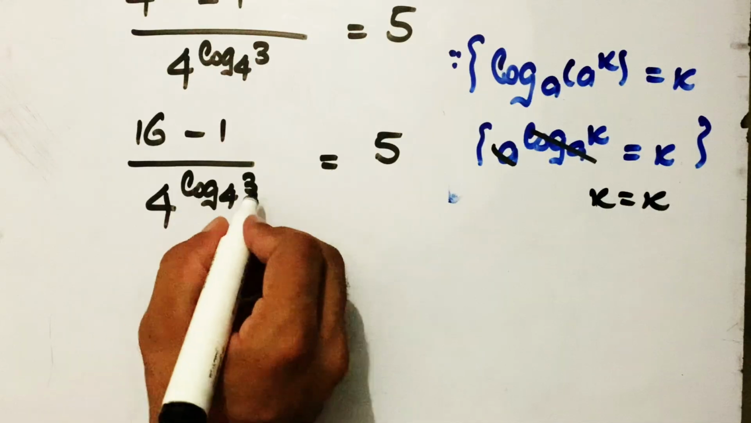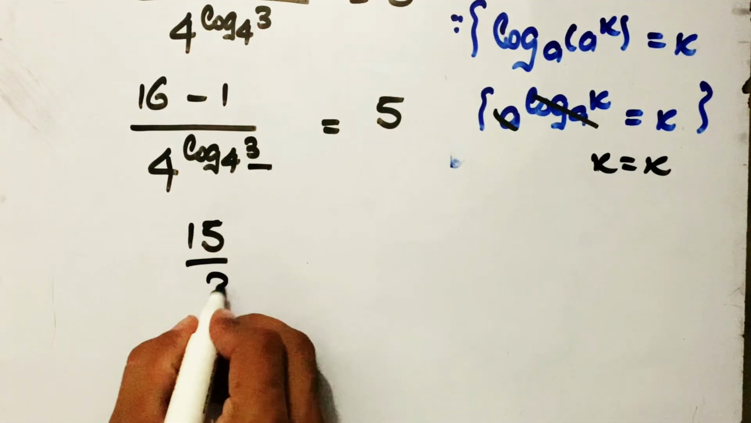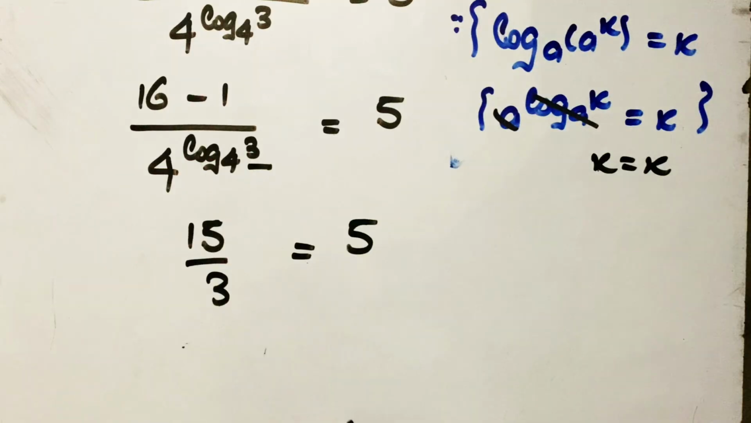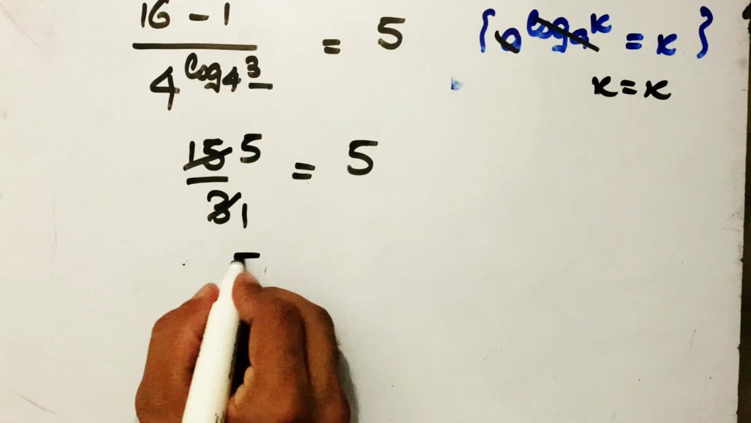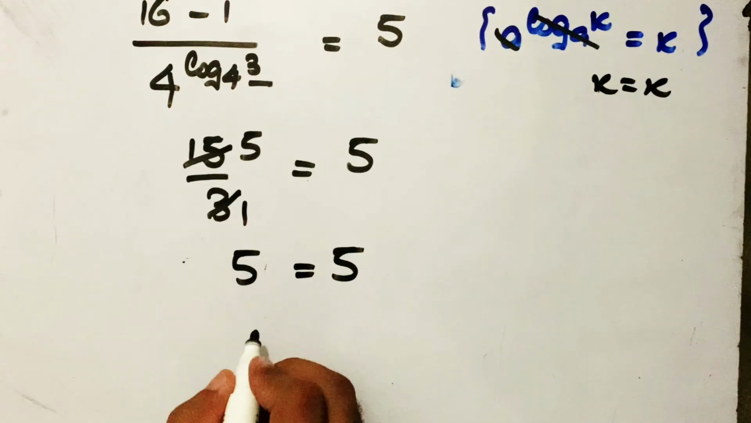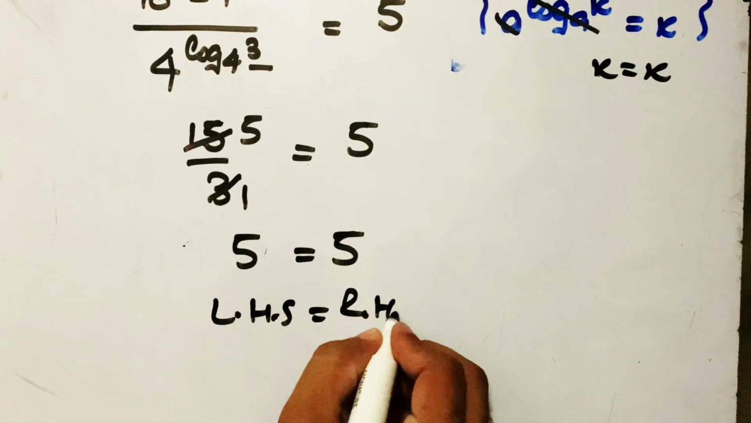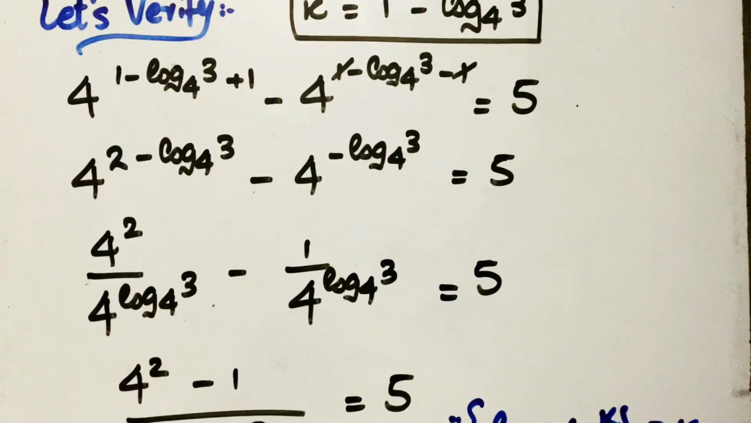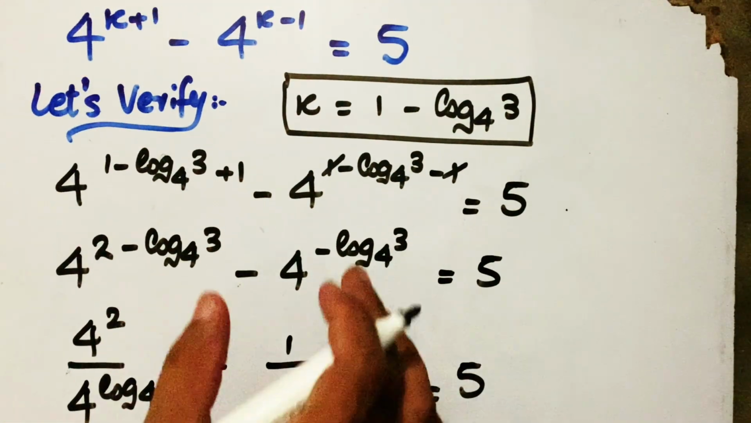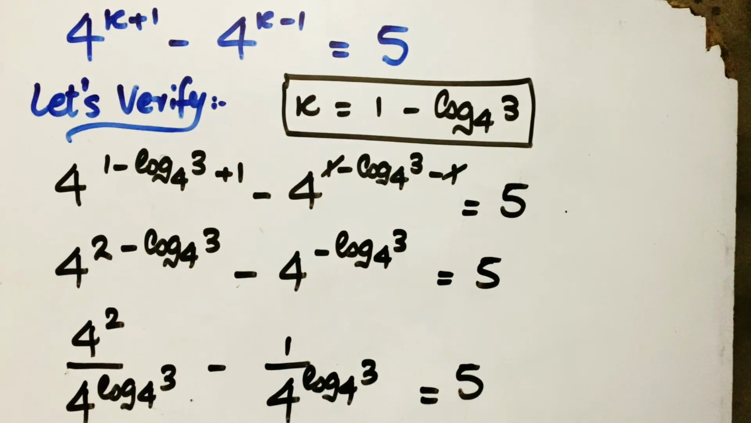So 4 to the power of log base 4 of 3 equals 3, so 15 divided by 3 equals 5, and 3 ones are 3, 3 fives are 15. So 5 equals 5. We conclude that the left hand side is equal to the right hand side. So we can conclude that our desired answer of x is suitable for our main equation. So thanks for watching. Keep like, share and subscribe please.